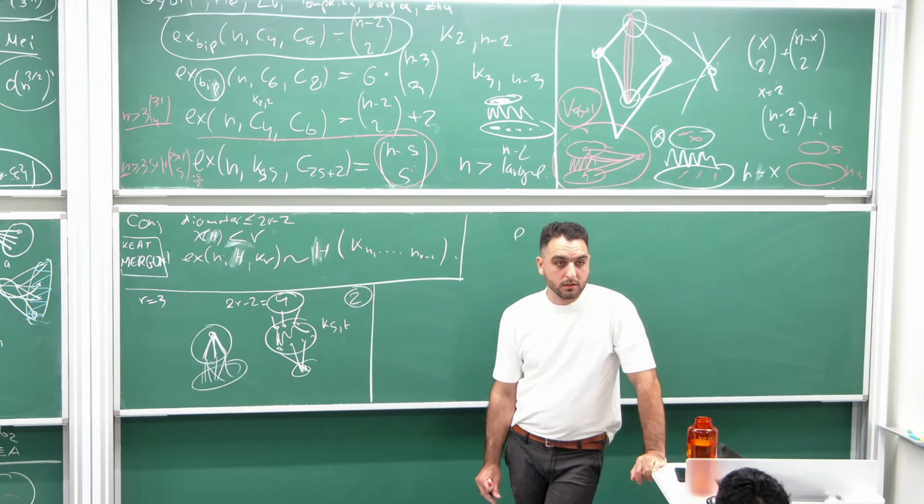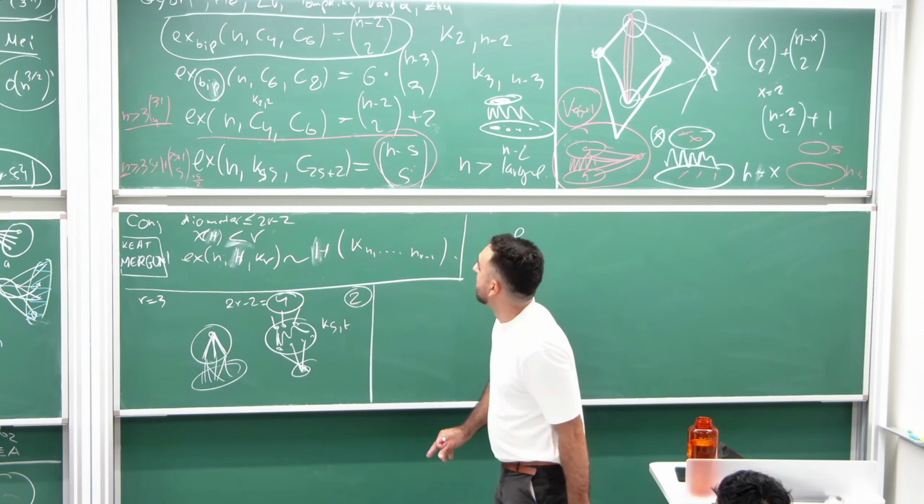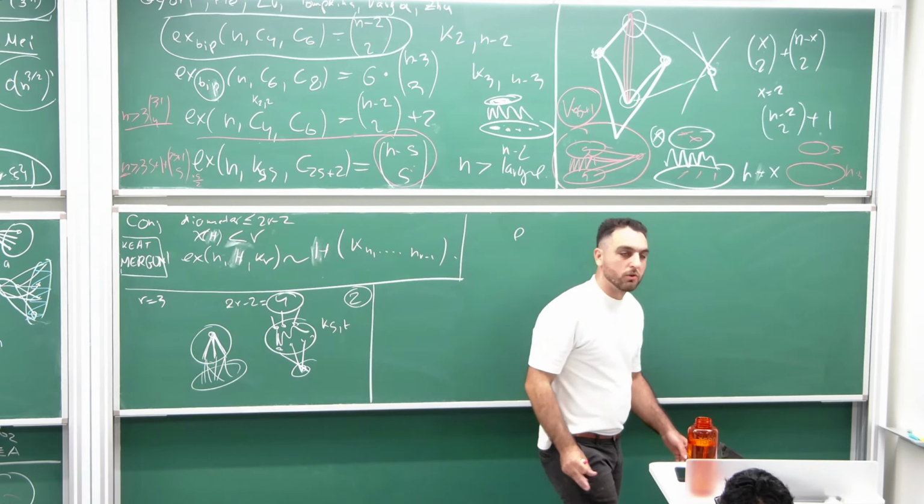Yes? So I guess in this first result, you can replace C6 with this specific 6 vertex graph that you've drawn on the right? Sorry? In the first result for this extremal number, for counting C4, C6 free, instead of excluding C6, you could exclude this. Yes. No. We don't know.